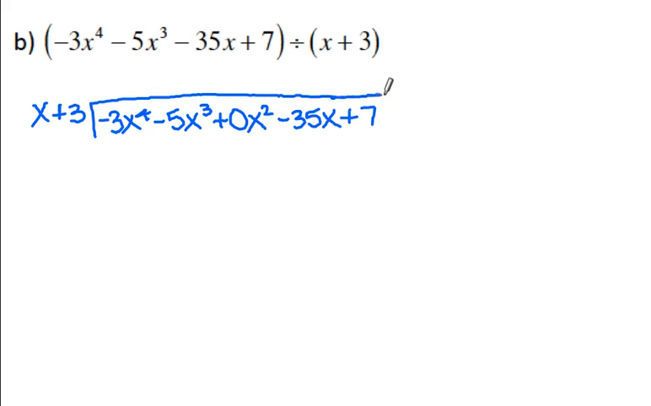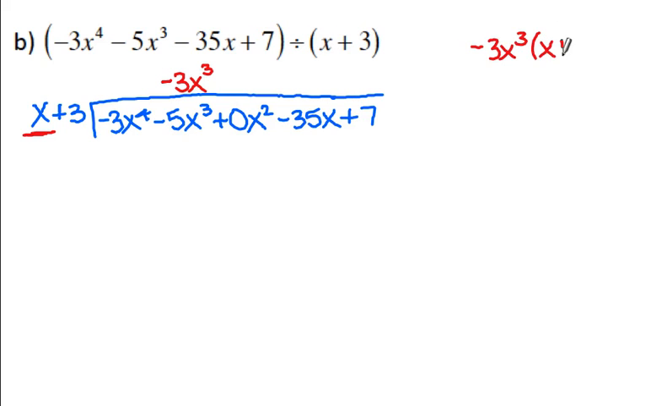It's important that you put the zeros there as a placeholder because otherwise you're going to get stuck and your terms aren't going to match up. Same process as before. So you're looking at your first term, thinking what times x gives you negative 3x to the fourth. That's going to be negative 3x cubed, because negative 3x cubed times x is negative 3x to the fourth. What you write up here, you're going to multiply by what you're dividing by.